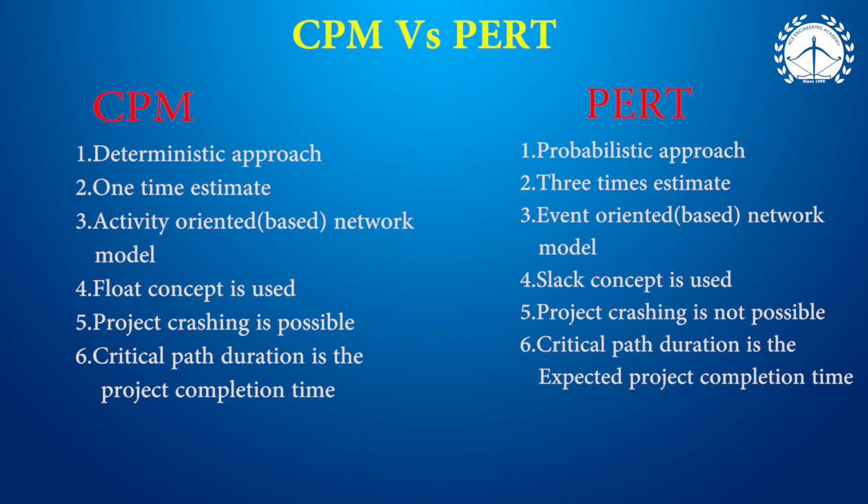And crashing means reducing the duration. If the activity elemental times are known, then we can think about how to reduce it. In case of CPM, crashing is possible, whereas in PERT, activity durations are not known, so there is no question of crashing. And one more important point, critical path in both the cases will decide the project completion time.